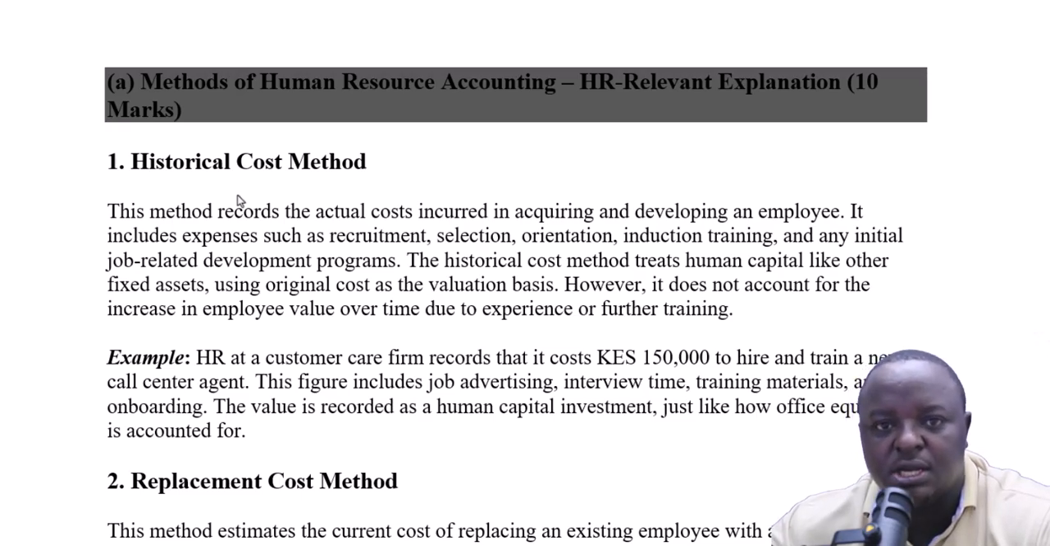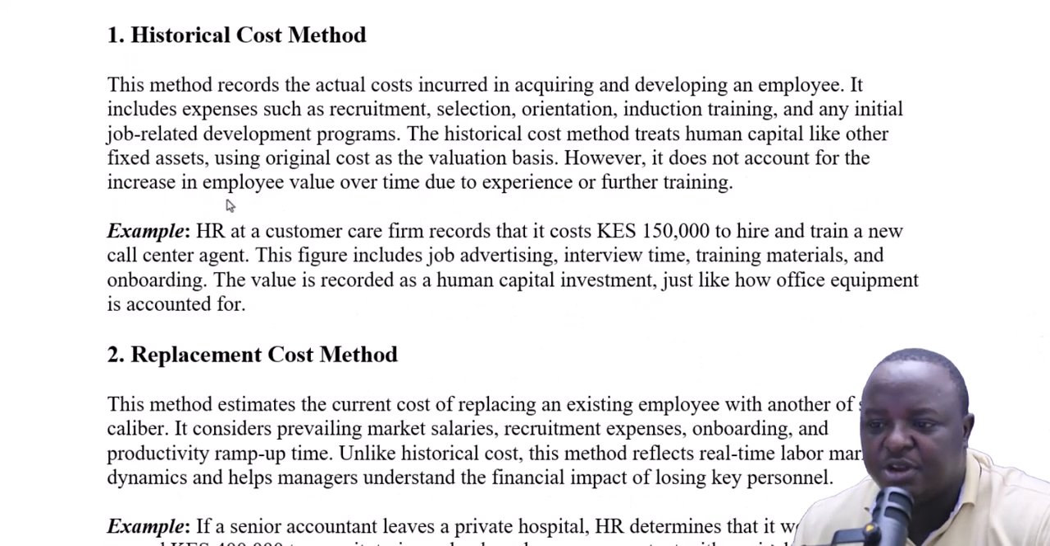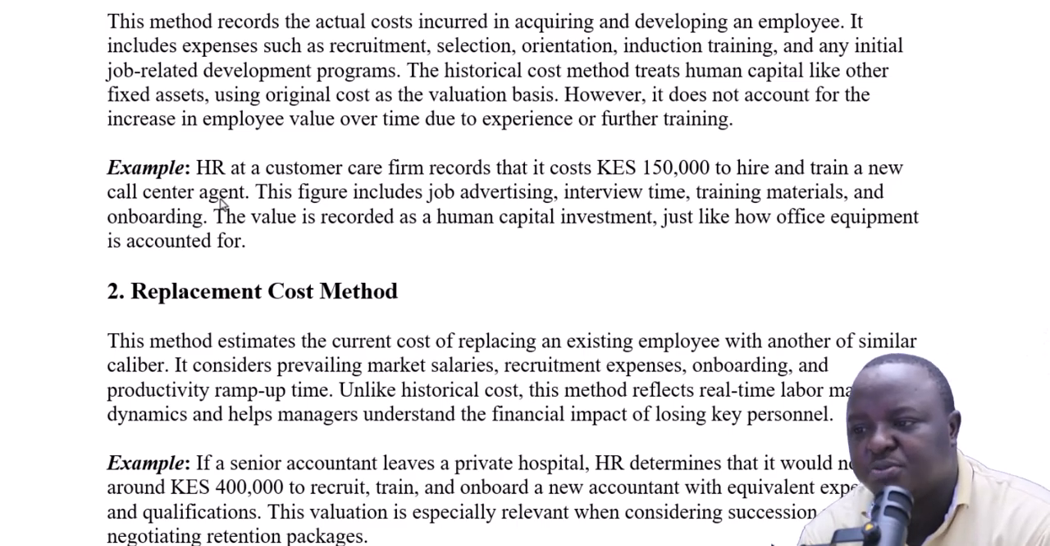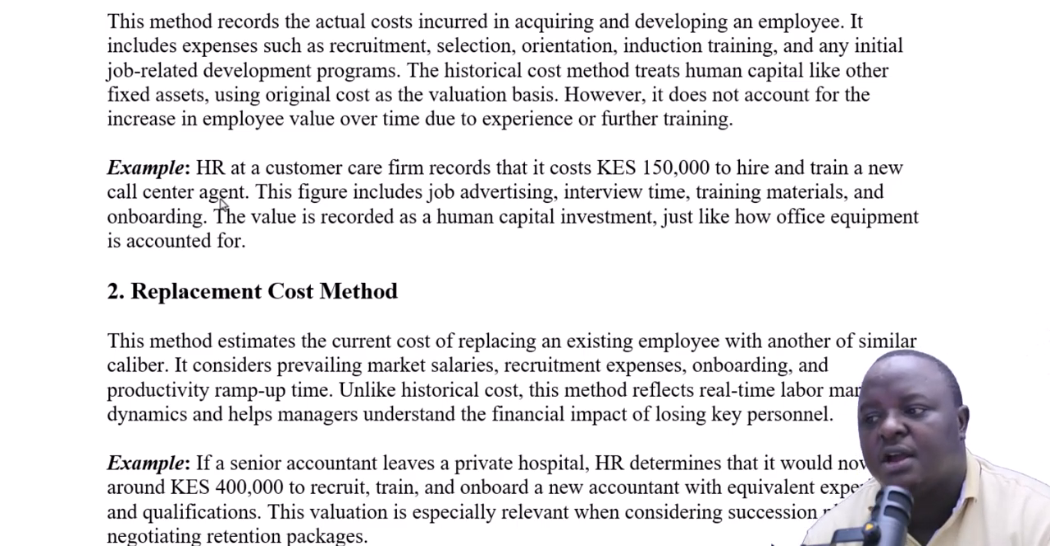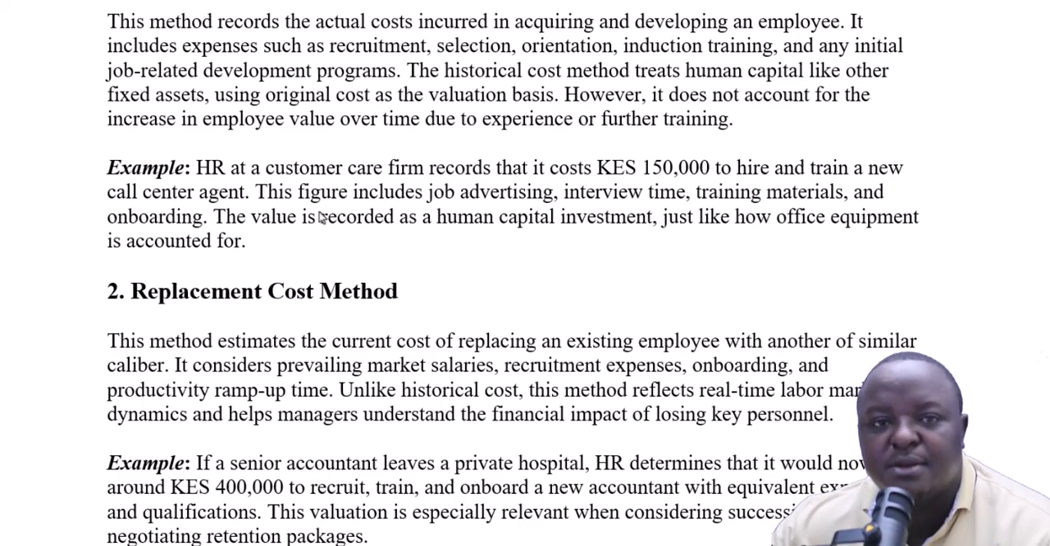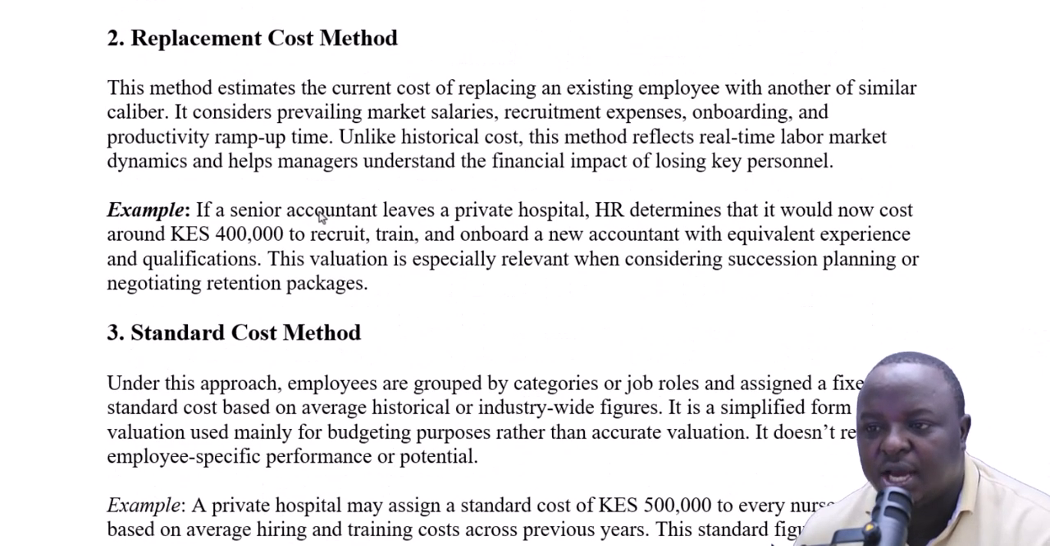experience or further trainings. For example, the HR at a customer care firm can record that it incurred a cost of 150,000 to hire and train a new call center agent. So this figure includes the job advertising, interview time, training materials, and even the onboarding costs and all that. So the value is recorded as human capital investment, just like how office equipment is accounted for within an organization.